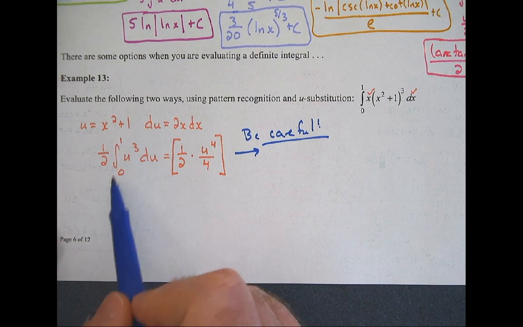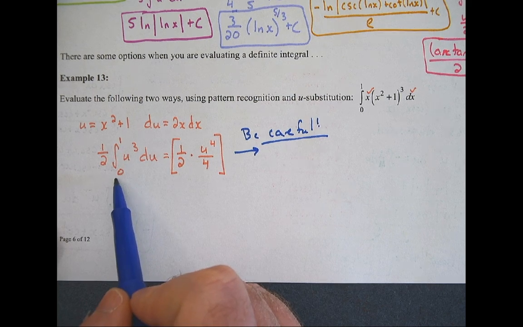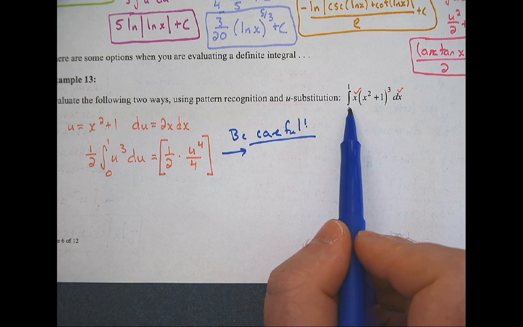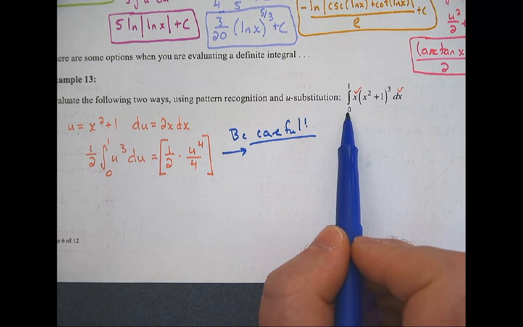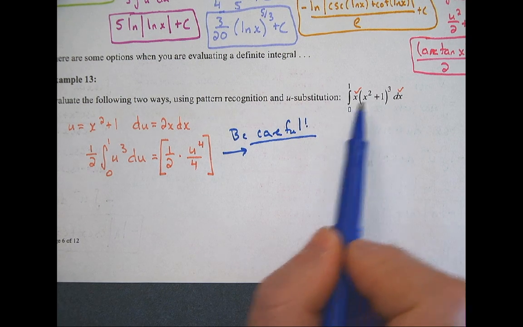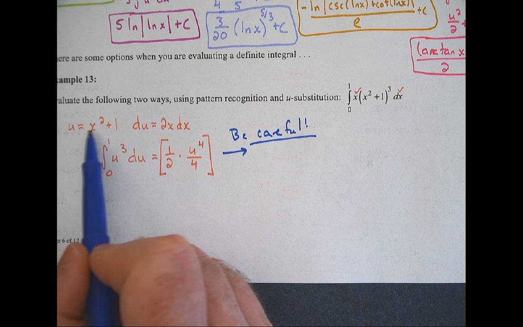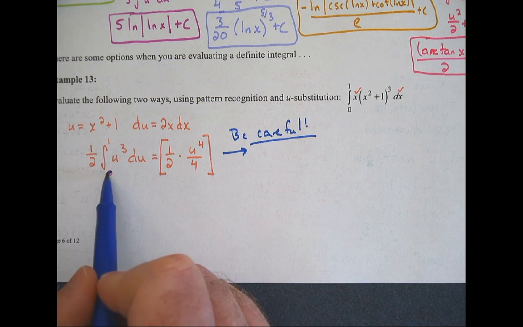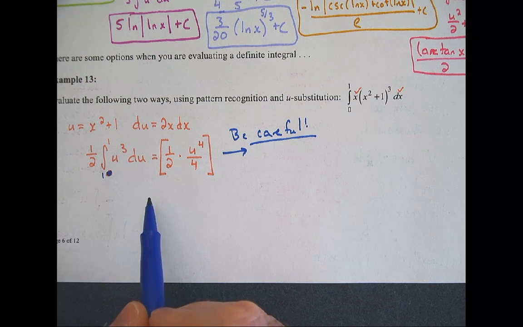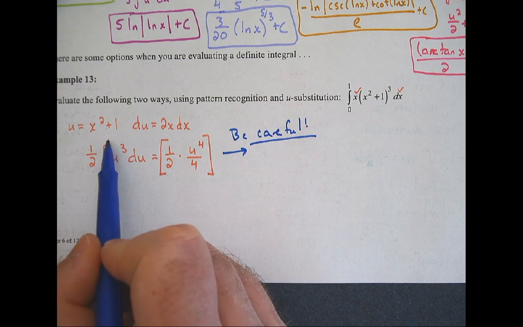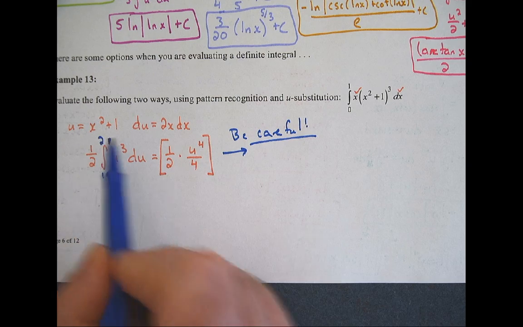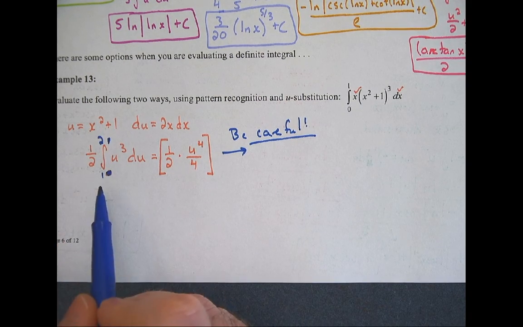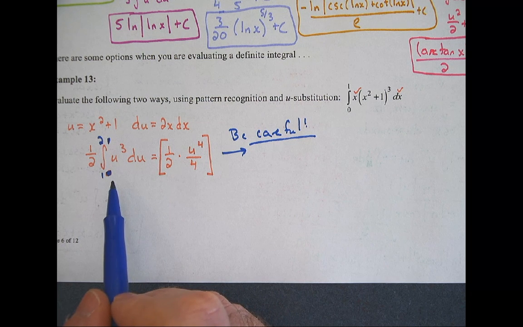You need to convert your boundaries into what's happening for your new function. So what I mean by that is my lower limit was 0 for this function. Well, that's when we were talking about x's. So my lower limit now is going to become 1. Scribble this out and write a 1 there. And my upper limit is going to become a 2, since 1 squared is 1, plus 1 is 2. You have to convert your boundaries if you're going to convert your units.